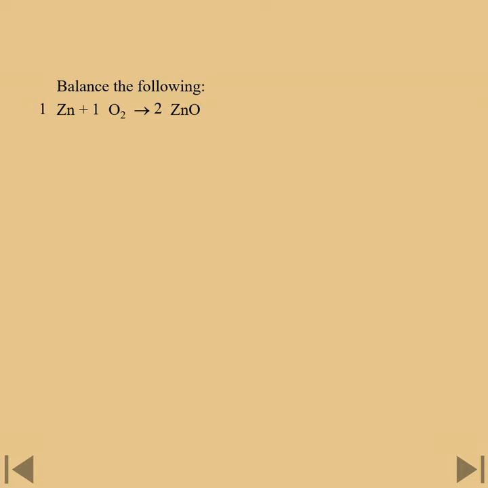I always put my coefficients of 1 in because if I ever erase one, it's kind of a clue that somebody was already banking on that to balance. And that, of course, was the zinc. So I need to go back and change its coefficient as well. Now let's double check. 2 zincs on the left, 2 on the right. 2 oxygens on the left, 2 on the right. We're good. It doesn't take but a few seconds to double check.